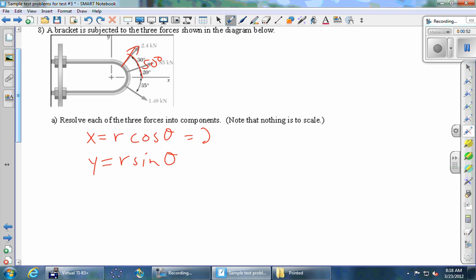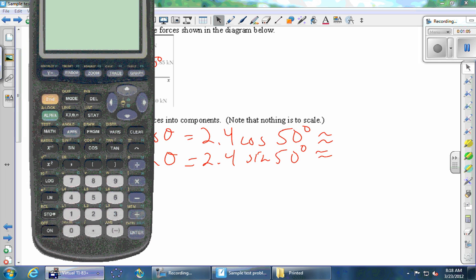So in this case, r is 2.4. The x is 2.4 cosine of 50 degrees, and then down here, the y is 2.4 sine of 50 degrees. And then we'll go ahead and type those into the calculator to get our estimates.